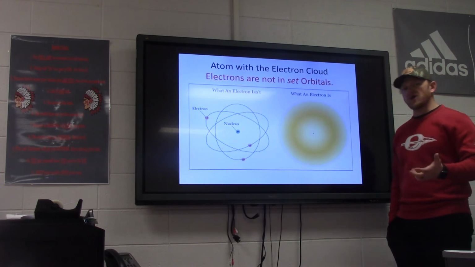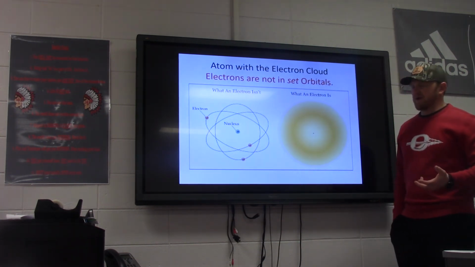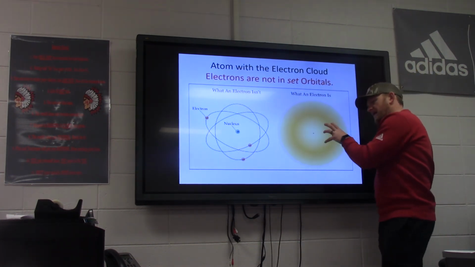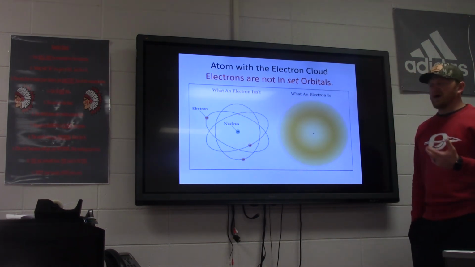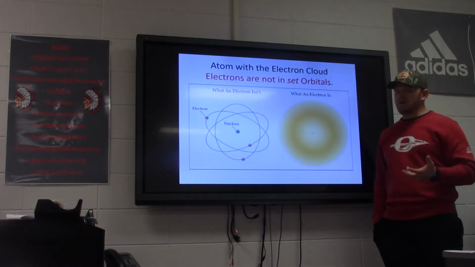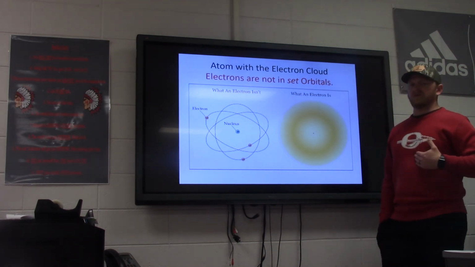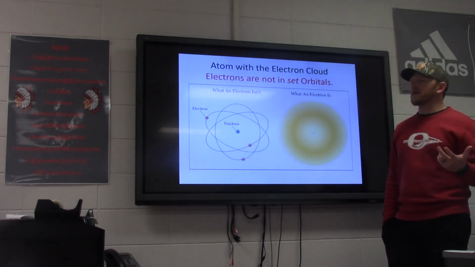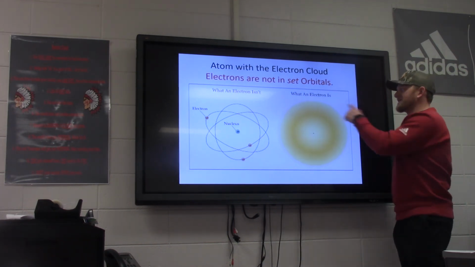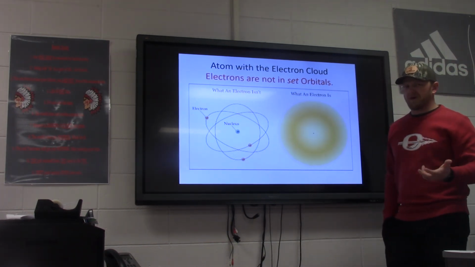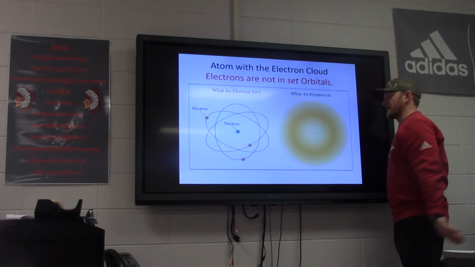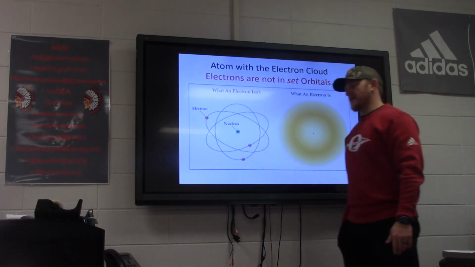Those guys are moving so fast that we really don't know where they are. So technically, here is the electron cloud. They're not in set orbitals. We're going to talk about orbital levels and where they should be, and that goes into Heisenberg's uncertainty principle. We can maybe know where they are, but not how fast they're going, or we can see how fast they're going, but not where they are. This is technically what it looks like when you look at an electron under an electron microscope.